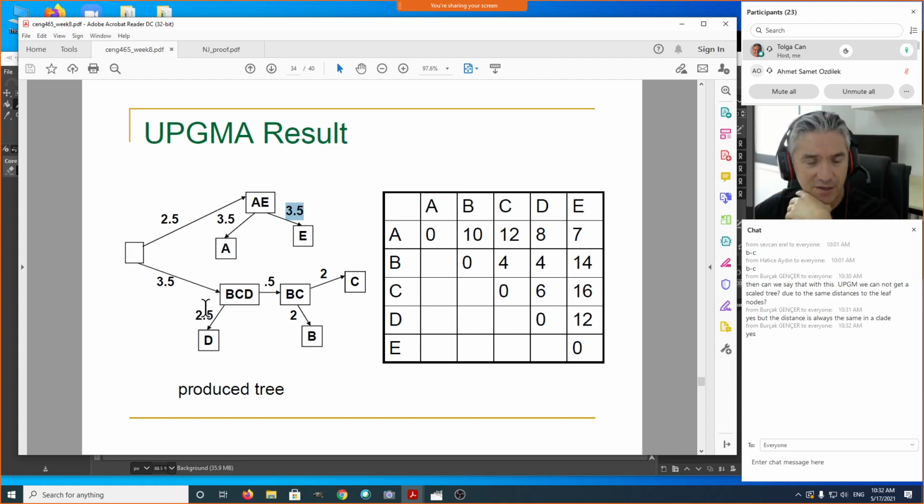For example, this difference between BCD and AE, at least the intermediate nodes, which may refer to some hypothetical ancestors, these distances are different, right? 2.5 and 3.5. Since it's different, it may give you an idea that maybe this is 3.5 million years after the first species, and this is 2.5 million years. So there is still some difference in those branches, but if you consider the leaf nodes, the entropy is zero. All the leaf nodes are equidistant to the root node. There's no difference between them, so there is no information there if you consider the leaf nodes.